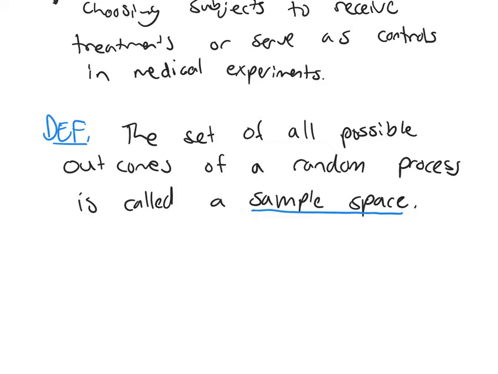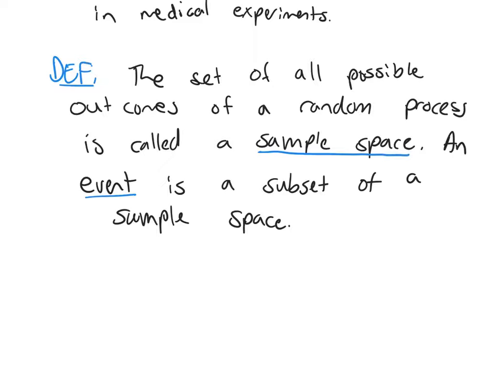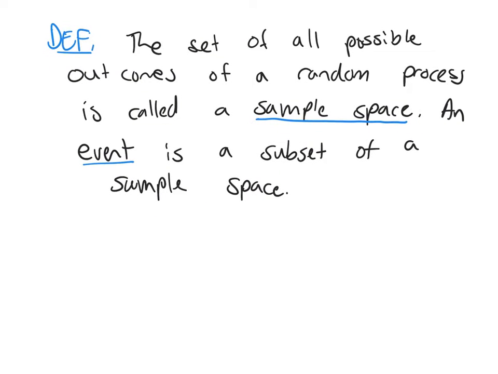And then within that, we're going to define an event is a subset of a sample space. So if we go back to our two coin example, an event could be that I get one heads out of my two coins.